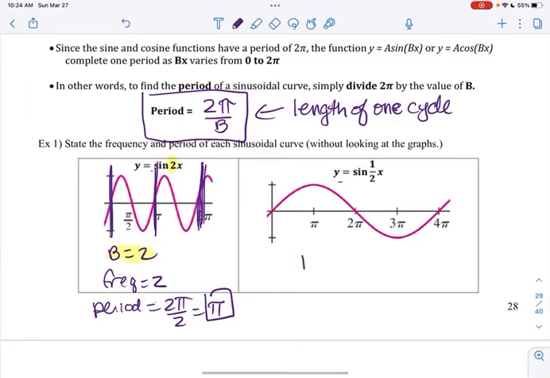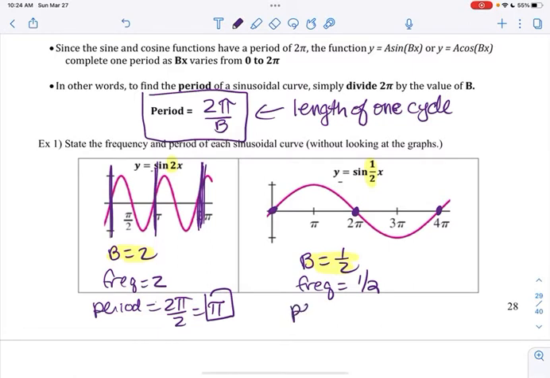Let's look at this next one. So b is 1/2. The frequency is just 1/2. So between 0 and 2 pi, which is what a typical graph, the parent function, shows as one cycle, you're only going to have half a cycle between 0 and 2 pi. You can see right here, I only have half a cycle when I get to 2 pi. I have one complete cycle between 0 and 4 pi.